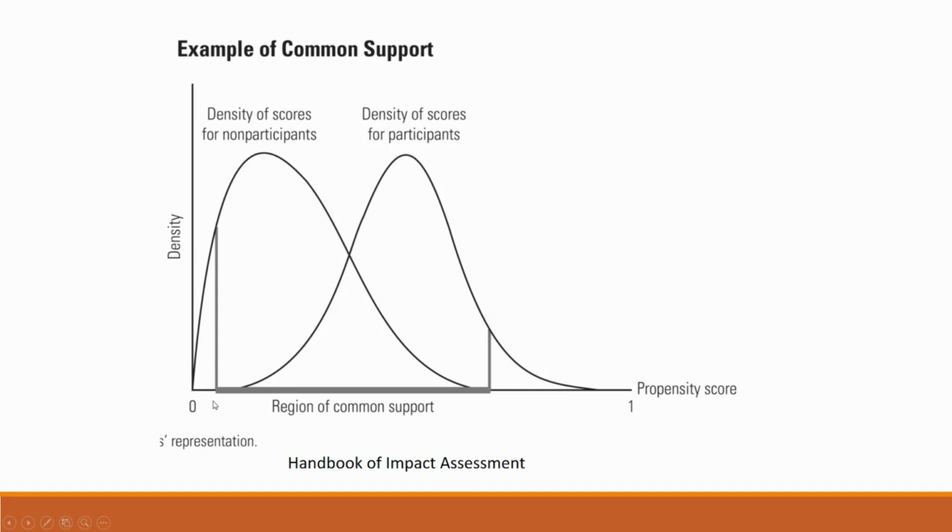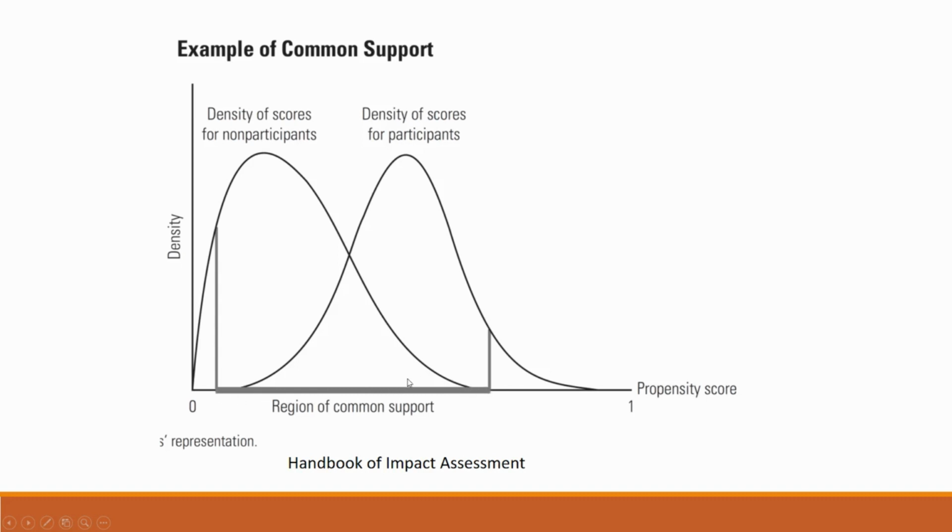You can see from this example that the density of the propensity score for the treatment group, this curve here, overlaps considerably with the density of the propensity score for the control group. So this is represented here, region of common support. There's considerable overlap between the treatment and control groups. This is a good sign. This would be an example of strong evidence for common support.